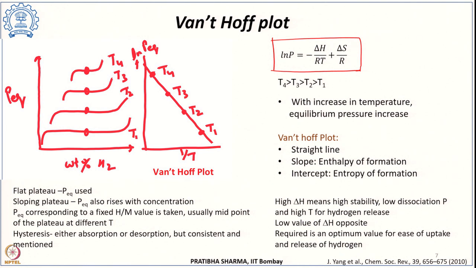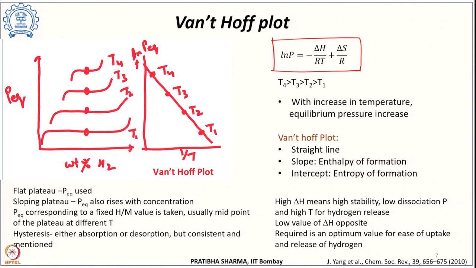Now what if there is a hysteresis? In that case we will have a different P equilibrium for absorption and a different P equilibrium for the desorption case. So if there is a hysteresis, we can consider either the absorption P equilibrium or the desorption one, but we have to be consistent. If for a particular temperature we have taken the absorption equilibrium pressure, then for the other temperatures also we have to take the absorption equilibrium pressure only. We cannot take the desorption plateau pressure for others. And that has to be mentioned while reporting the delta H value. So in this way, by drawing a van't Hoff plot, we can get the values of delta H and delta S.